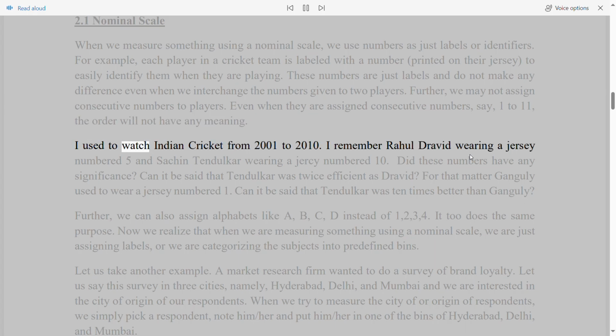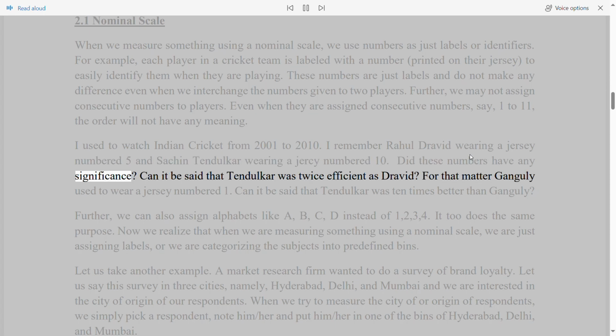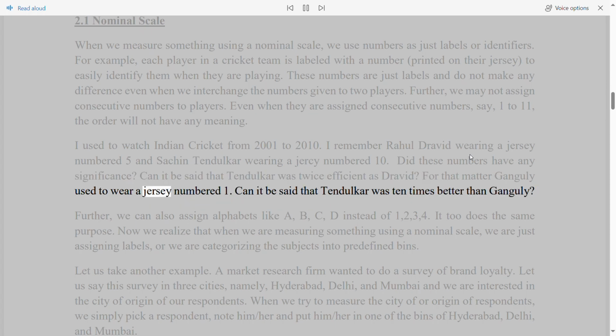I used to watch Indian cricket from 2001 to 2010. I remember Rahul Dravid wearing a jersey numbered 5 and Sachin Tendulkar wearing a jersey numbered 10. Did these numbers have any significance? Can it be said that Tendulkar was twice as efficient as Dravid? For that matter, Ganguly used to wear a jersey numbered 1. Can it be said that Tendulkar was 10 times better than Ganguly?